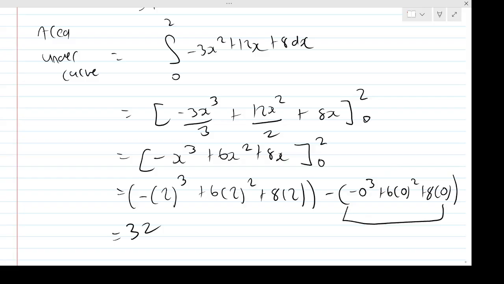And by the way, you might be asking why you should bother writing this down if it all goes to 0. You still have to show your working, even if it's redundant. You need to show explicitly that you're substituting the two limits in. Okay, but there we are.